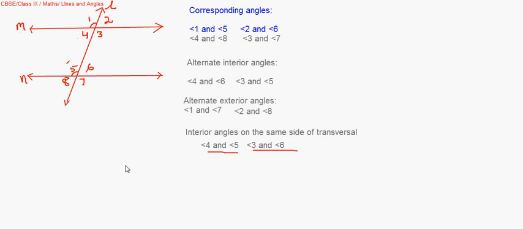Just the converse of it will also be true. If we find there are two lines drawn and a transversal intersecting, and we see that the sum of the interior angles on the same side of transversal make a supplementary pair, it is a 180 degree sum, that means M is parallel to N. We'll see the application of all these theorems or the rules which we have learnt in the next few sessions.